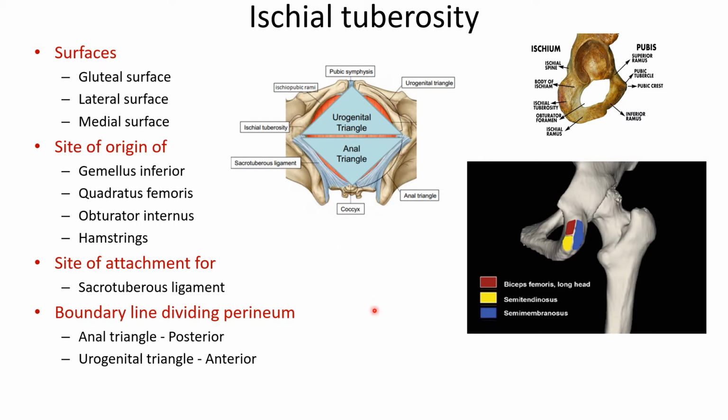So it has a gluteal surface, lateral surface, and medial surface. This gluteal surface shows a medial border and a lateral border. The ischial tuberosity is the site of origin for three of the small lateral rotators of the hip and the four hamstring muscles. It is also giving attachment to the sacrotuberous ligament. It forms the boundary between the two triangles of the perineum, the anterior urogenital triangle and the posterior anal triangle.